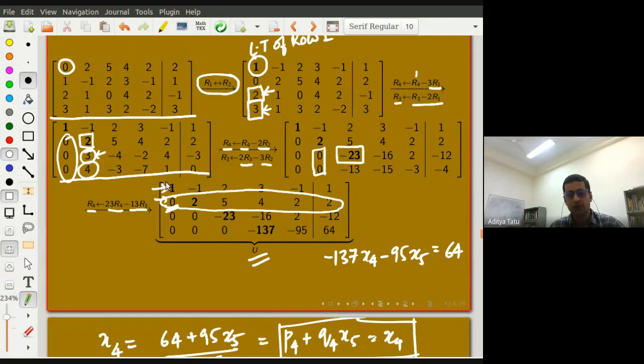So number of variables is 5, rank is 4. So your solution set, if it exists, of course, that also is important. If it exists, then it will look like a line, which is sort of a one-dimensional entity.